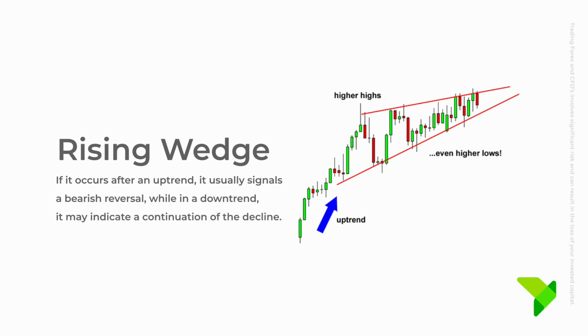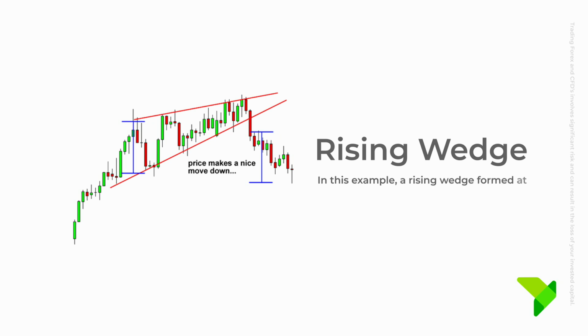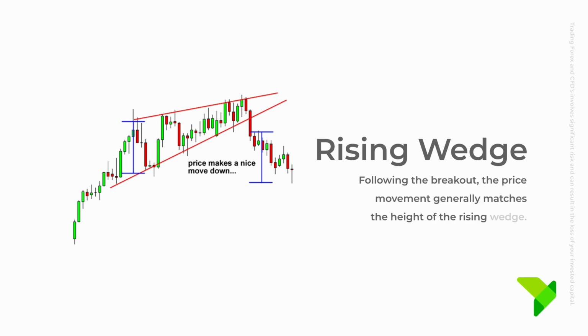continuation of the decline. In this example, a rising wedge formed at the end of an uptrend, with new highs occurring more slowly than higher lows. The price then broke downward, signaling a downtrend. Following the breakout, the price movement generally matches the height of the rising wedge.